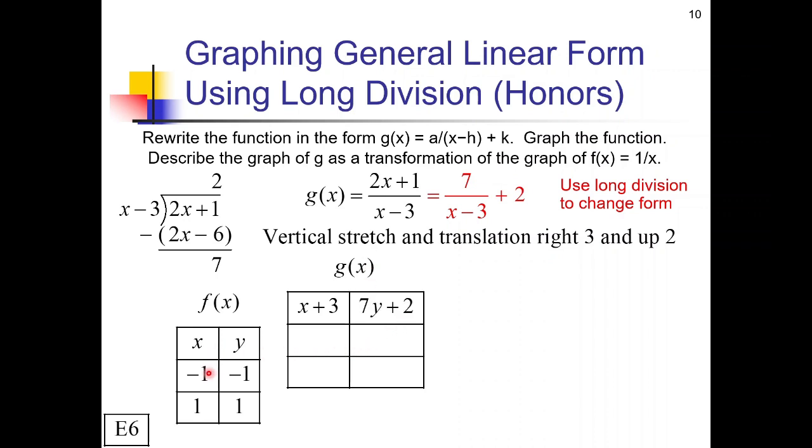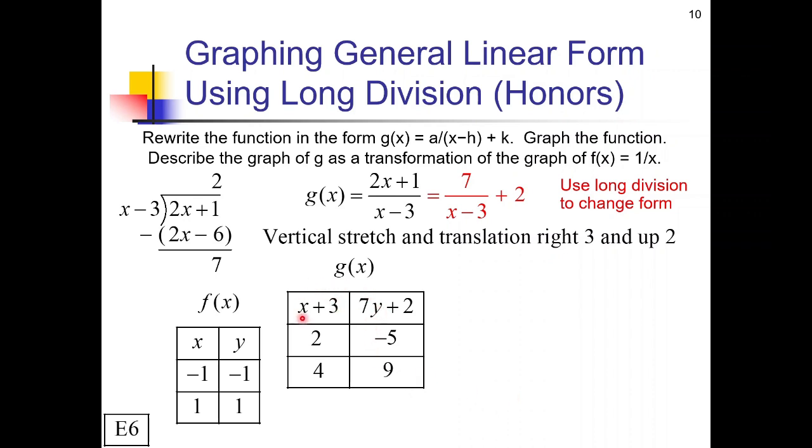So our new x values, we're going to have positive 2 and positive 4. For the y values, we have negative 7 plus 2, which is negative 5, and 7 plus 2, which is 9. Graphing all that out, asymptotes.